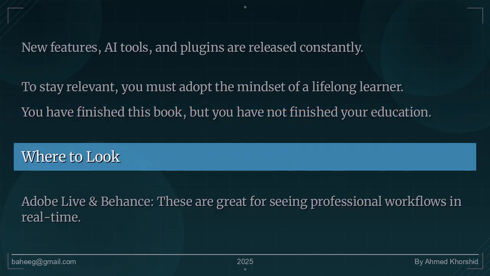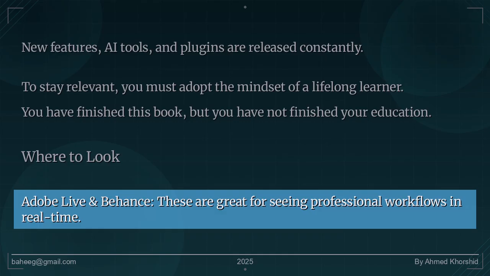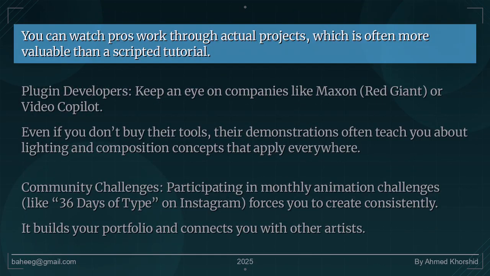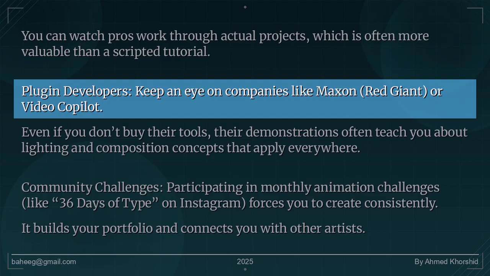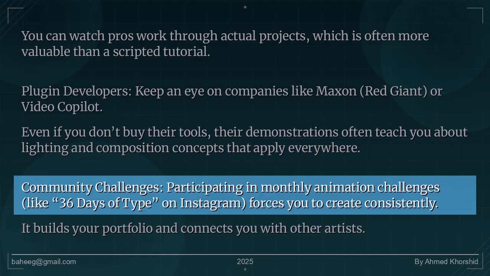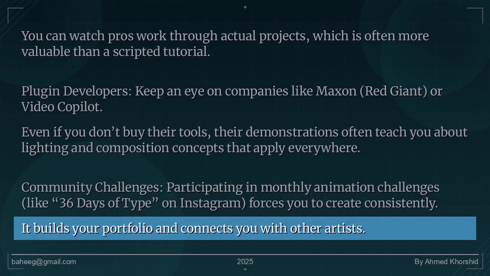Where to look? Adobe Live and Behance: these are great for seeing professional workflows in real time. You can watch pros work through actual projects, which is often more valuable than a scripted tutorial. Plugin developers: keep an eye on companies like Maxon, Red Giant, or Video Copilot. Even if you don't buy their tools, their demonstrations often teach you about lighting and composition concepts that apply everywhere. Community challenges: participating in monthly animation challenges, like 36 Days of Type on Instagram, forces you to create consistently. It builds your portfolio and connects you with other artists.